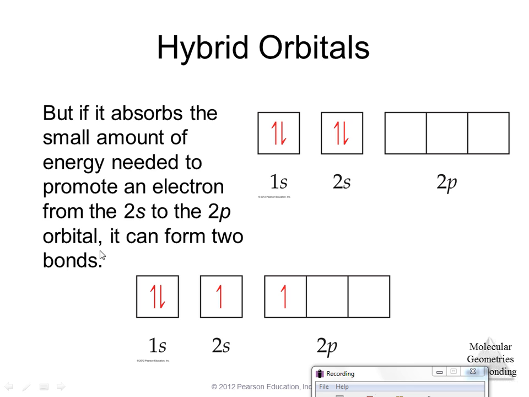So we can have two different bonds to form. If we left it as the 2s with two electrons, those electrons are stable and happy. There's no reason for them to bond. But if we promote one up to the 2p, now we have two bonding sites. And that can help explain beryllium's molecular geometries.